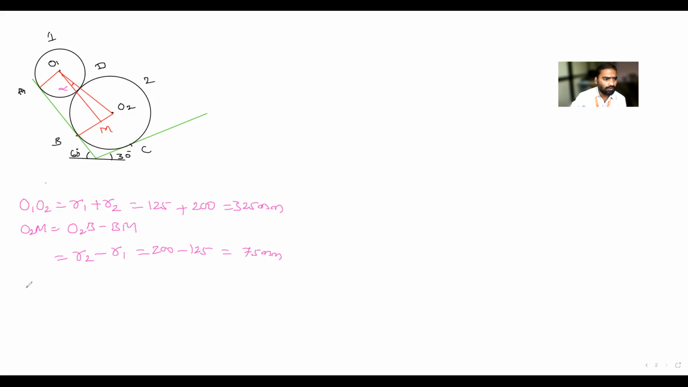Next, I want to find out alpha. So how to find alpha? From triangle O1, O2 and M, tan alpha is equal to... tell me what is tan alpha? O2M divided by O1M.